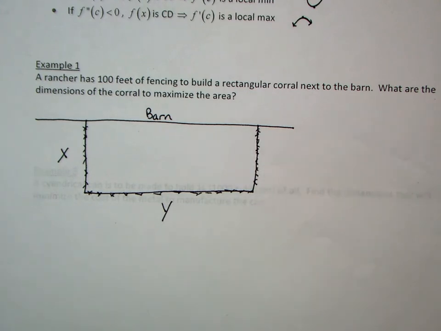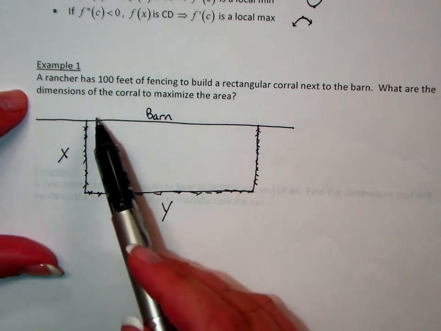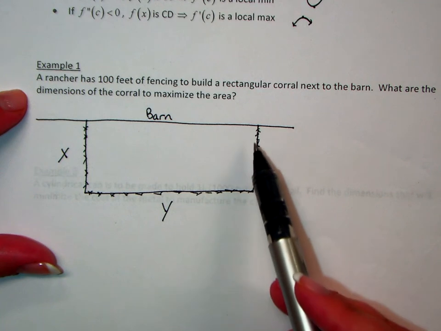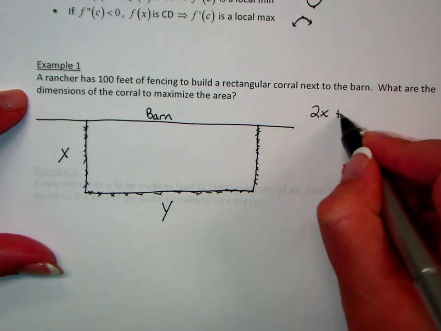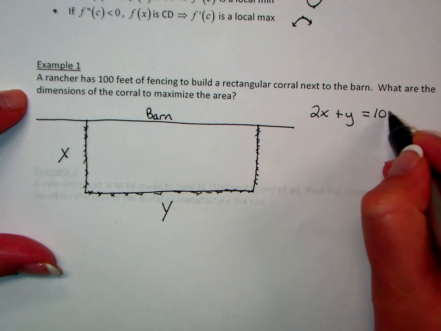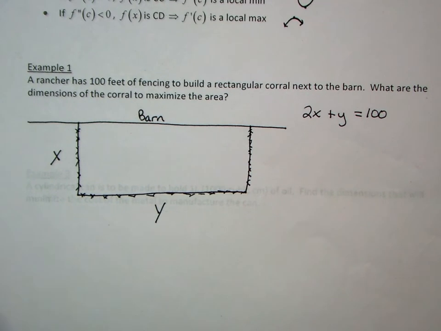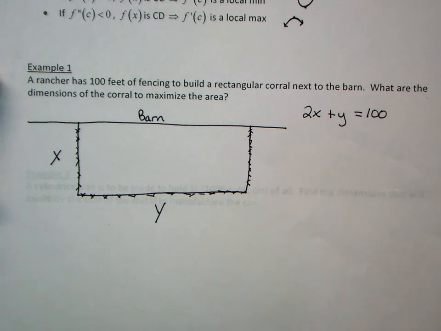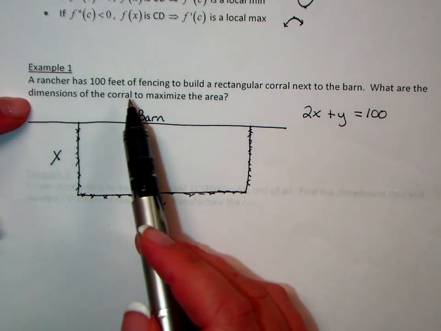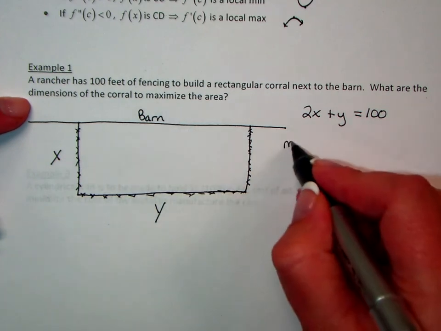So what do we know? We have 100 feet of fencing to build the rectangular corral. So all this fencing here has to add up to 100, right? So basically, we know that 2x plus y equals 100, right? And then what else do we know? Not much, right? But what are we trying to optimize, okay? What do we want? Do we want to maximize or minimize, and what, okay? So what are the dimensions of the corral, okay, x and y, to maximize the area?